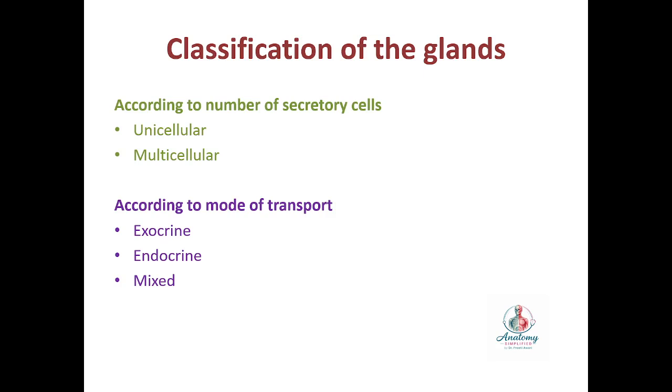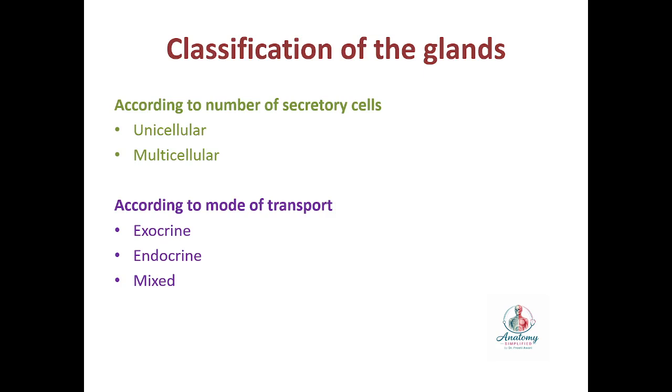We can classify glands according to number of secretory cells into unicellular and multicellular glands. We can also classify glands according to mode of transport as exocrine, endocrine, mixed. We know the endocrine glands. These are the glands without duct. They directly pour their secretions into the blood capillaries, such as thyroid gland, pituitary gland, adrenal gland, parathyroid gland, and islets of Langerhans in the pancreas.